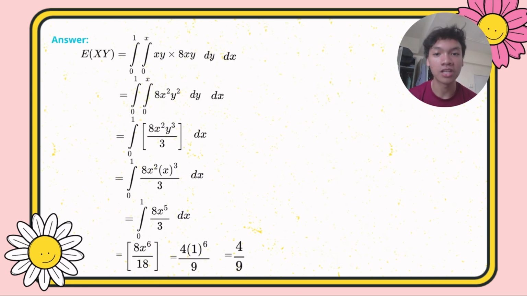Continue to find the expected value of xy. Double integrate 0 to 1, 0 to x, and the density function multiplied by xy. So we integrate with respect to y, and we substitute the limit 0 to x. After that, we integrate again with respect to x, substitute the limit 0 to 1, and we simplify the function, and the final answer we got is 4/9.